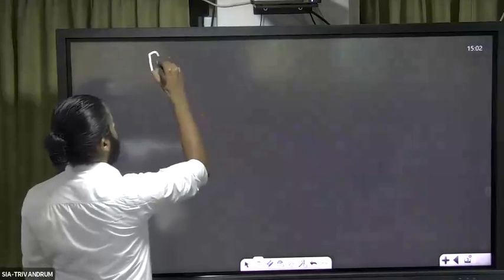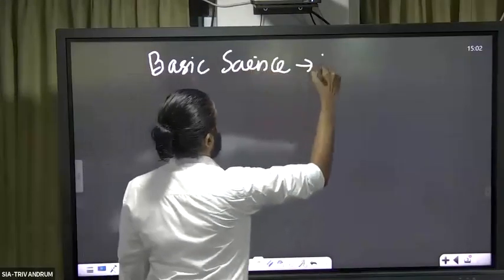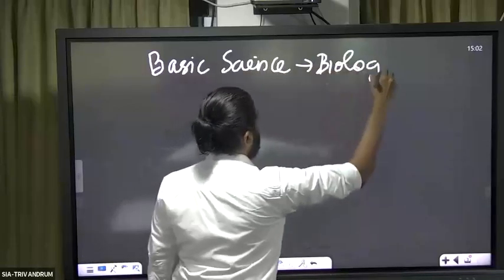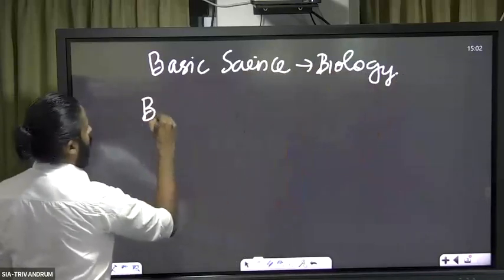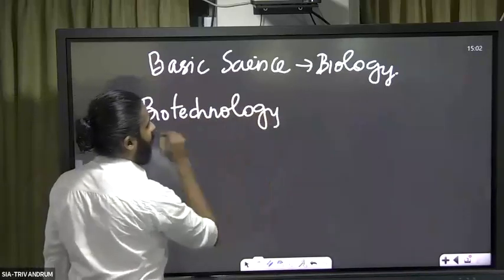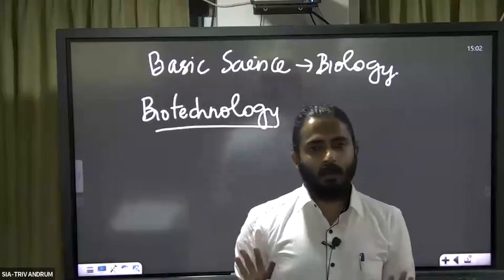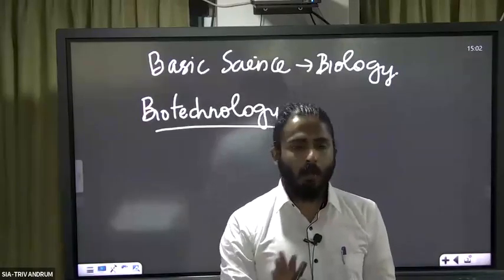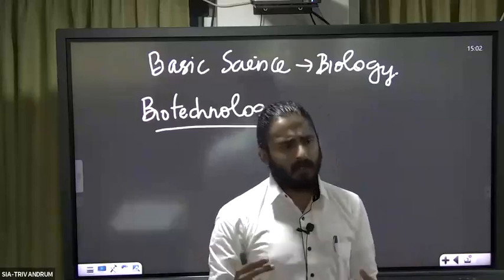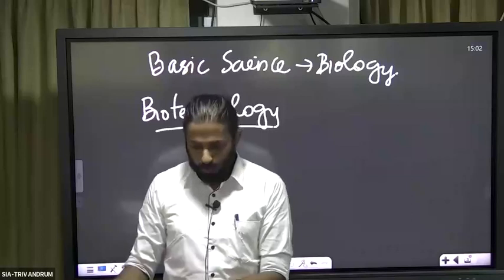So basic science. I will say biology, and clubbing to that, we have biotechnology. And this is one area from which UPSC for sure will definitely ask a question. Okay, biotechnology, and most probably from genetics. Genetics is one area from which we are getting questions every year. I'll tell you which areas you should focus on.